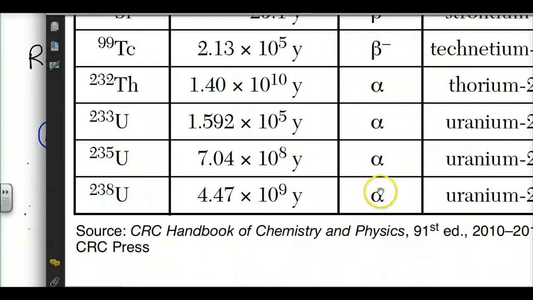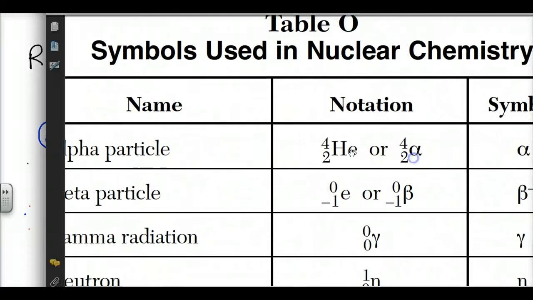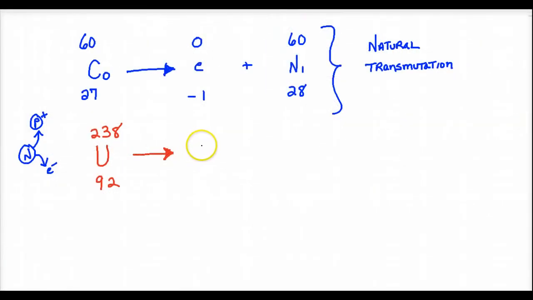Look at that symbol. That's an alpha symbol. Now, if you didn't know that, we go to Table O, and the alpha particle gives you that. Look at the notation, 4 over 2 helium. It's got a mass of 4, 2 protons. Well, 4 minus 2 is 2 neutrons, 2 protons. So uranium-238 gives off something called an alpha particle, which essentially is 2 protons and 2 neutrons that are emitted from the nucleus of an unstable nuclide called a radioisotope.